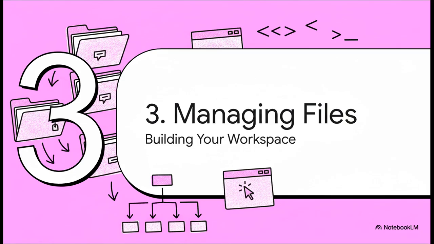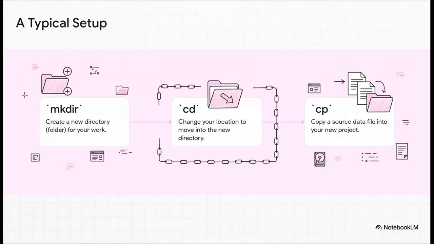Okay, so we're no longer lost. We know how to look around. Now it's time to actually do something. In this part, we're going to see how you can manage your files and folders to build out a proper workspace. This is where you really start to feel the power. Check this out. With just 3 commands, you can set up a whole project. First, mkdir makes a directory for your project. Then, use cd to change directory and pop right inside it. And finally, cp copies your data file right where you need it. And boom, just like that, your workspace is ready to go.